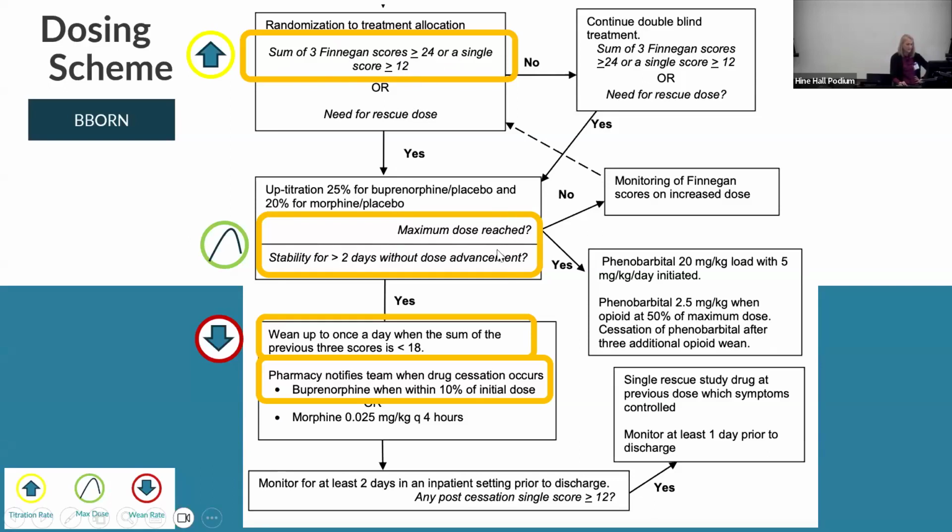If they do hit that maximum dose that we specified, they'll receive an adjunct therapy of phenobarbital. But if they can maintain stability for 2 days without dose advancement, then they can start that weaning process. A score of a previous 3 scores of less than 18 is required to wean, and then they can achieve cessation, again, if they're within 10% of that initial dose.